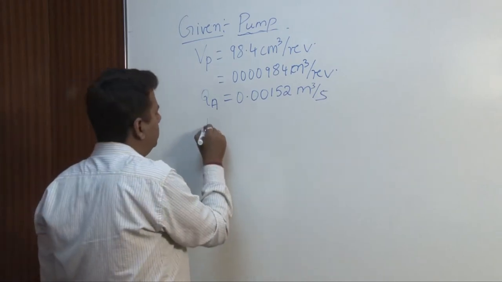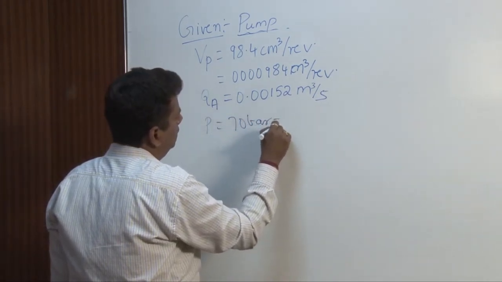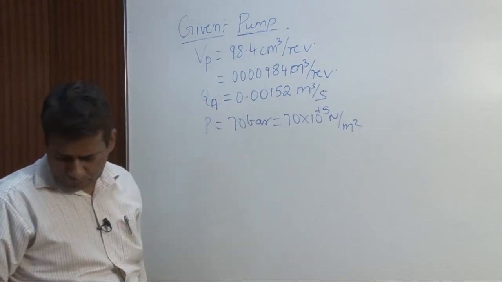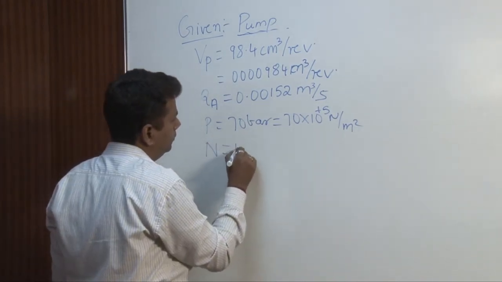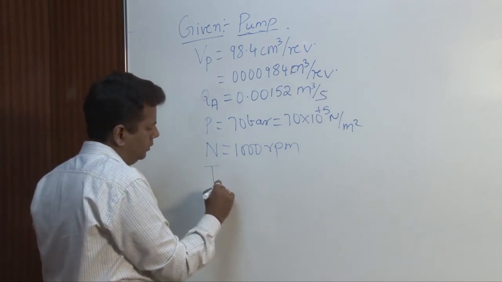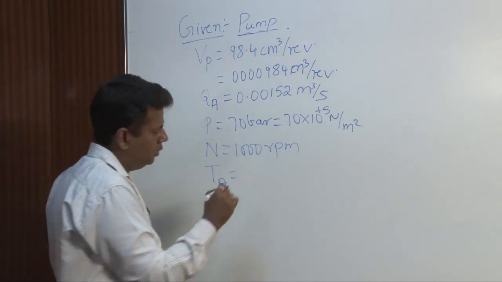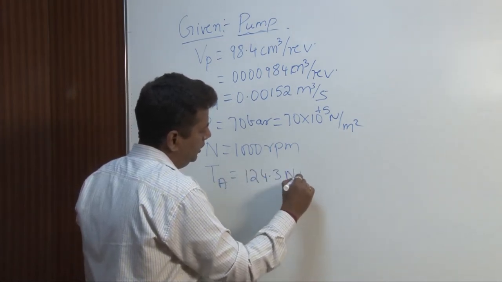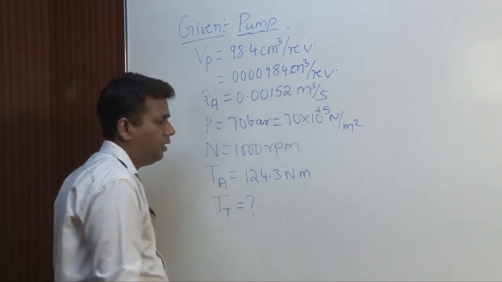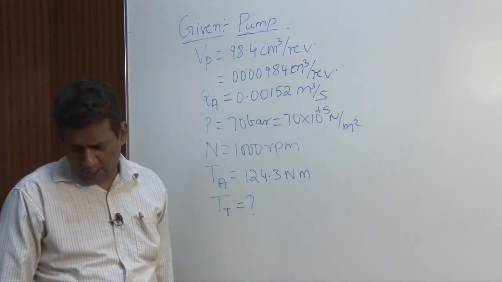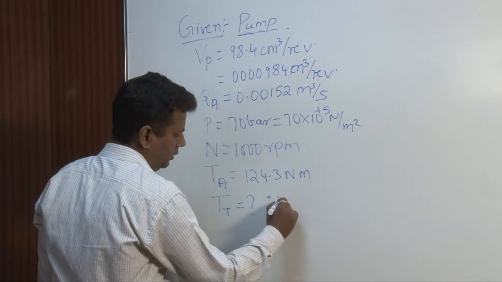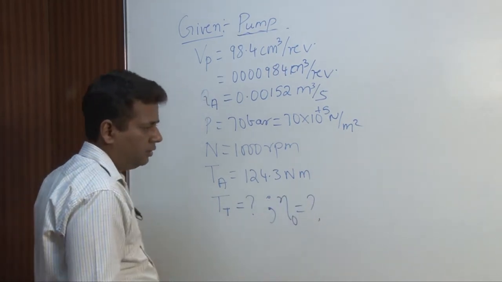Next, pressure is 70 bar, which is equivalent to 70 × 10⁵ Newton per meter square. Speed is 1000 rpm. Actual torque is 124.3 Newton meter. So you have to find the theoretical torque. And what is the overall efficiency of the pump? That is also to be found. So you have to find the overall efficiency as well as the theoretical torque.